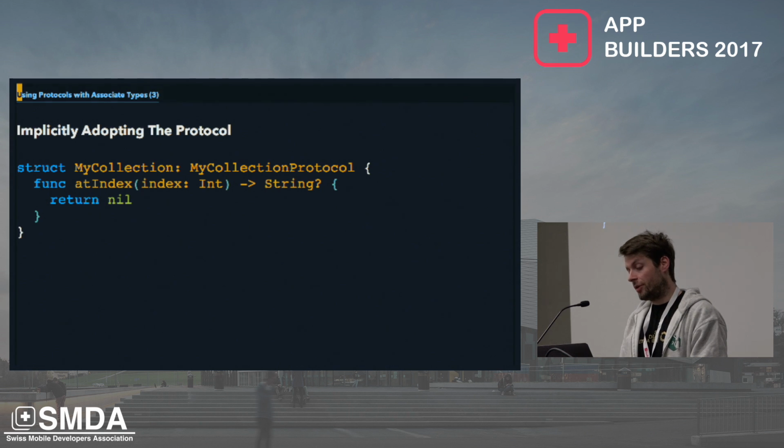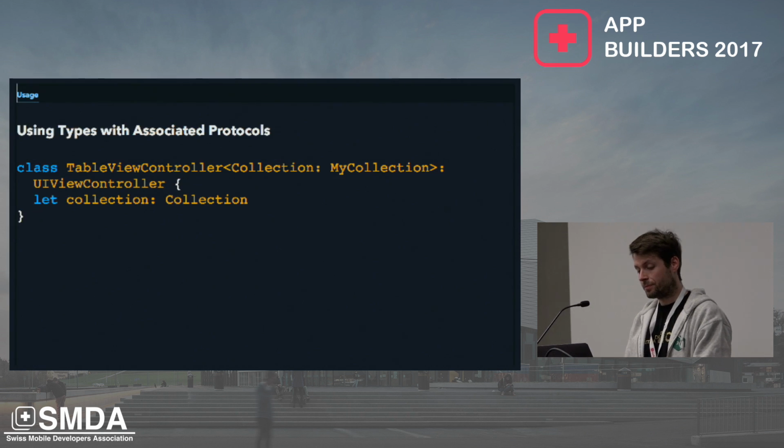You can also implicitly adopt the protocol. In this case, you're not giving it the type alias, but the compiler figures it out itself because you're implementing the atIndex function, and associated type 1 is an Int here, and associated type 2 is a String here. So it knows, in this case, the index is an Int, and the element is a String, and it figures it out itself, so you don't really have to give these type aliases all the time when you have functions that actually allow you to do it implicitly.